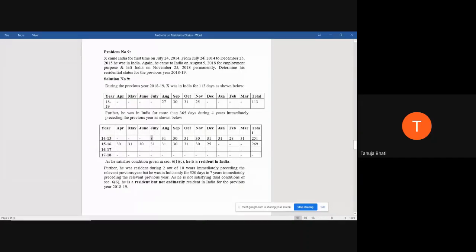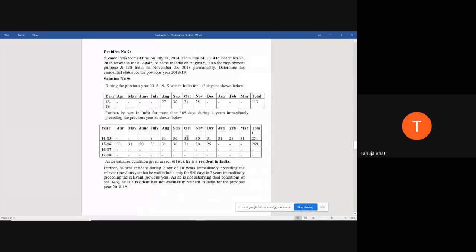And he stayed from July 24th, 2014 to December 25th, 2015. So up to December 25th, 2015, he was staying in India. So obviously for the year: August 31, September 30, October 31, November 30, December 31, January 31, 28 days in February, and March 31 days we have taken.